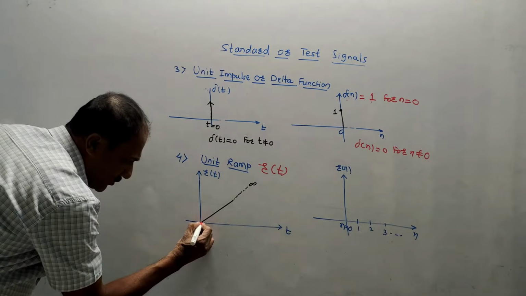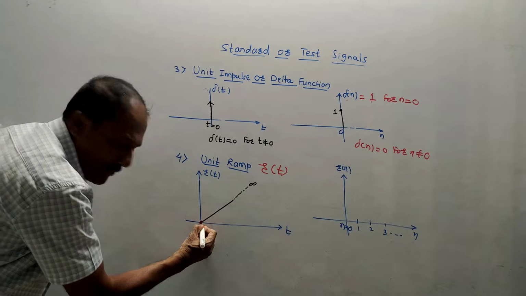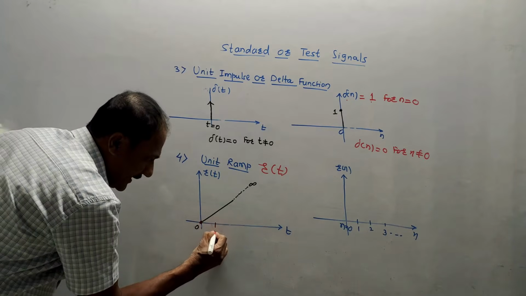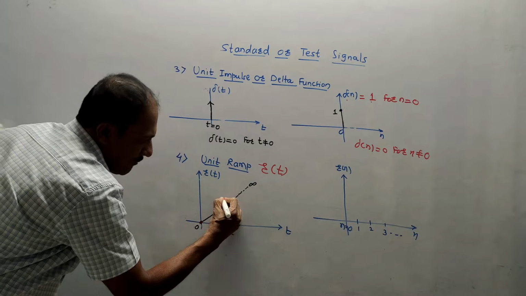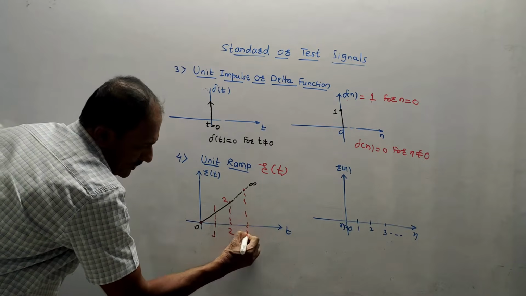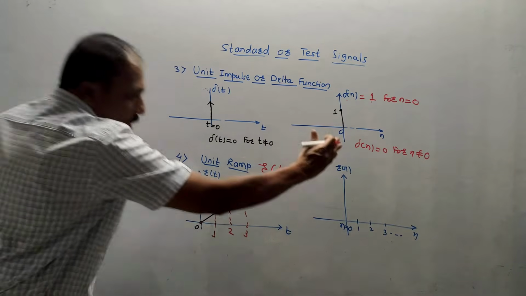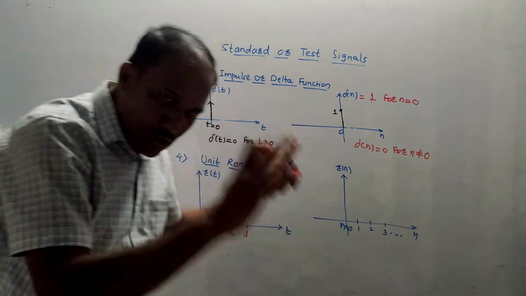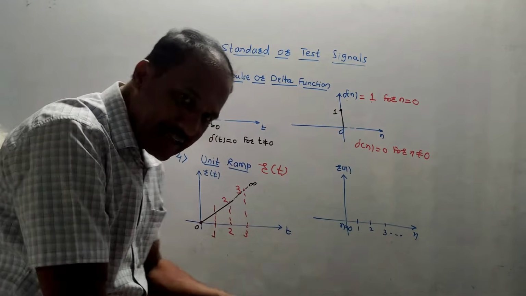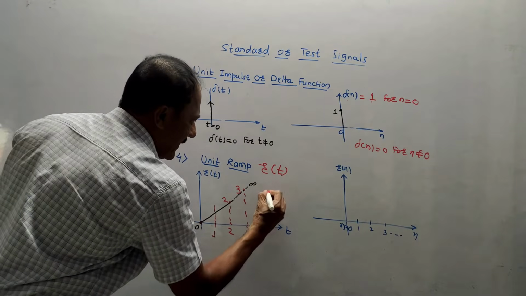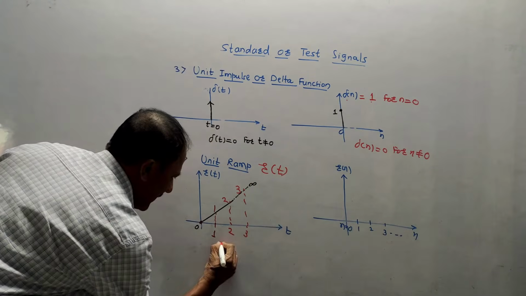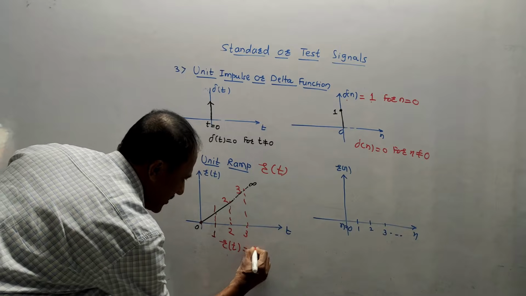Now, at t equals 0, which is the starting point, its amplitude is 0. At t equals 1, amplitude is 1. At t equals 2, amplitude is 2. At t equals 3, amplitude is 3, and so on. That means the amplitude of the signal is the same as the value of t. So the mathematical equation can be written as r of t equals t.